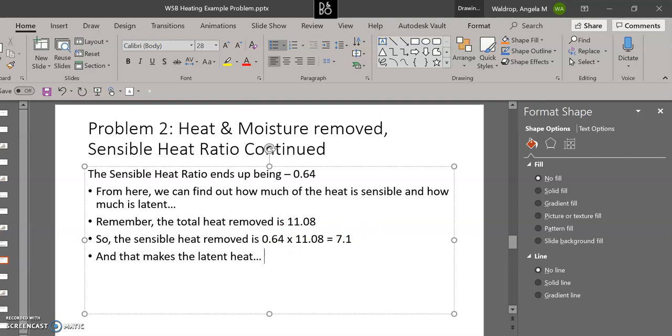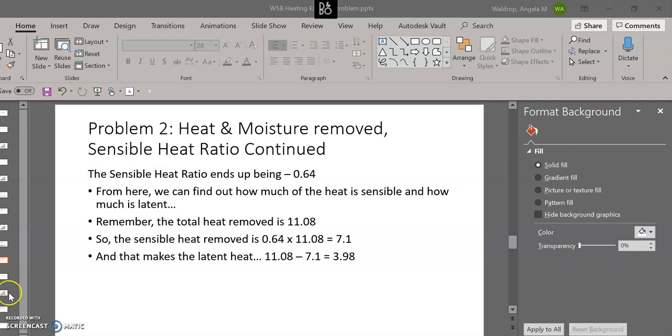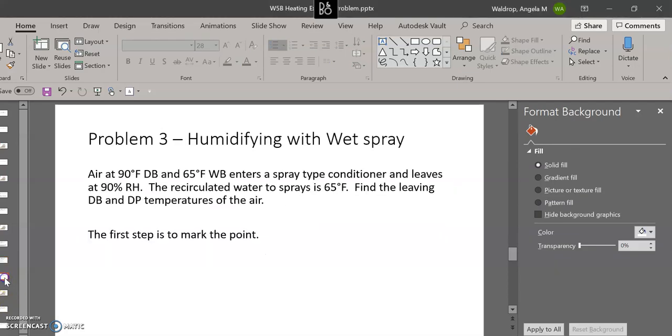Now the latent heat is the heat that's used to do evaporation or condensation. So we can take the total heat removed and subtract the sensible heat, and what's left over is the latent heat. So that's going to be 3.98. So now we have the two types of heat. We're all finished.